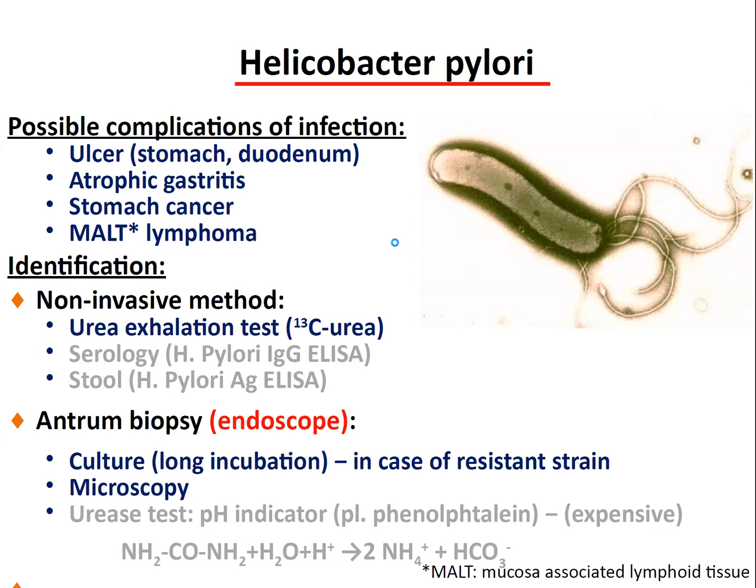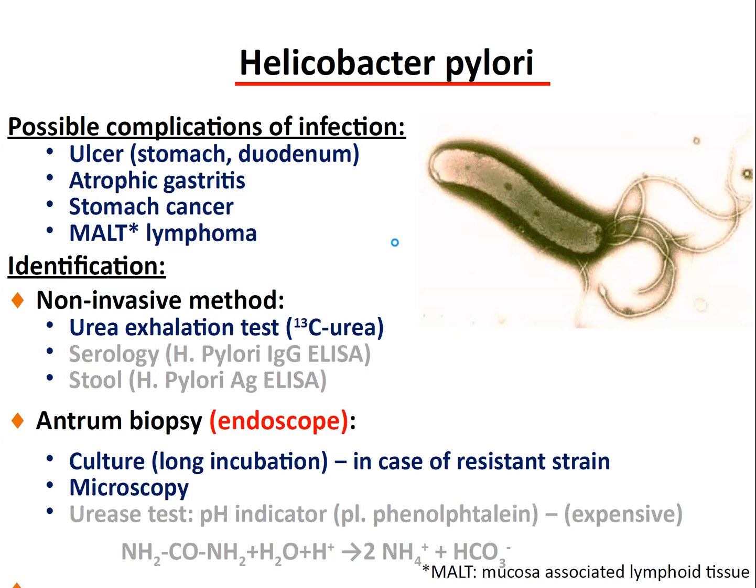The urea exhalation test means that you are giving urea to the patient, and this bacteria has urease activity, and usually they are going to cleave or digest the urea, and you can measure the carbon dioxide that is exhaled. This is in the breath and can be detected, and that's proof that the bacteria is present in the gastric milieu.